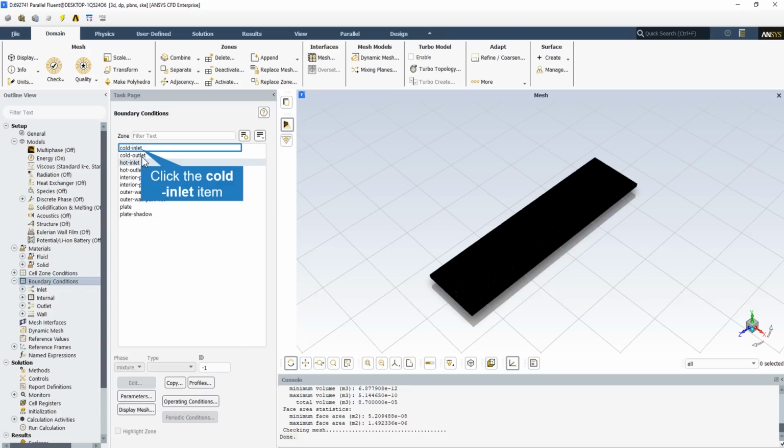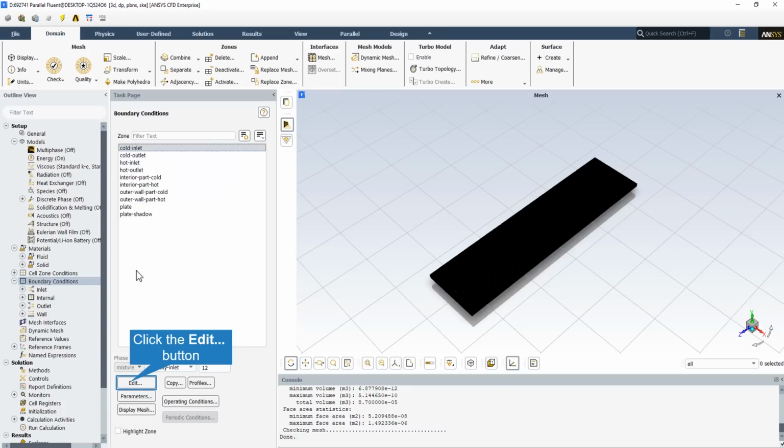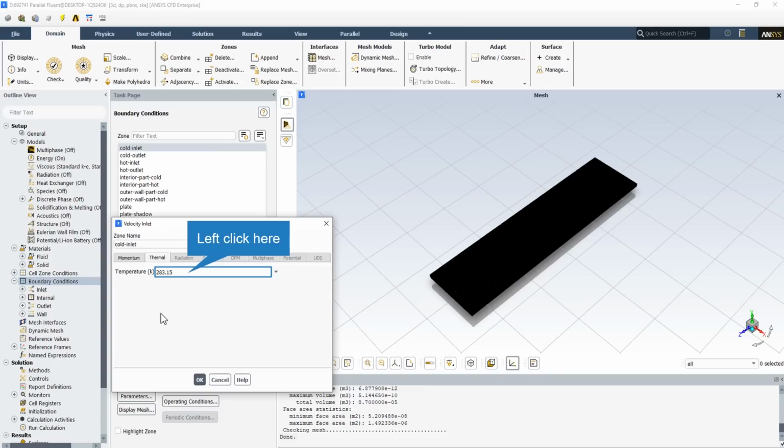As it is obvious, there are two inlets and two outlets for the CFD simulation. Two inlets for hot and cold water inlets, and two outlets for, again, hot and cold outlets. The cold inlet water temperature is equal to 283.15 degrees Kelvin.